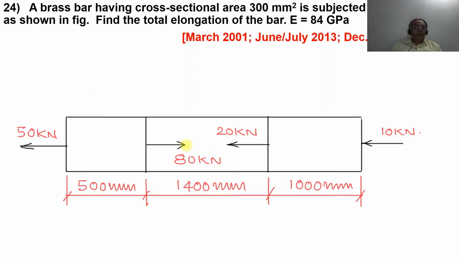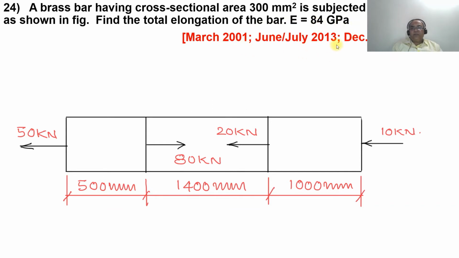Now, we're going to take up one more problem. Problem number 24. A brass bar having a cross-sectional area of 300 mm square is subjected to axial forces as shown in the figure. Find the total elongation of the bar. Take E equals 84 GPa.